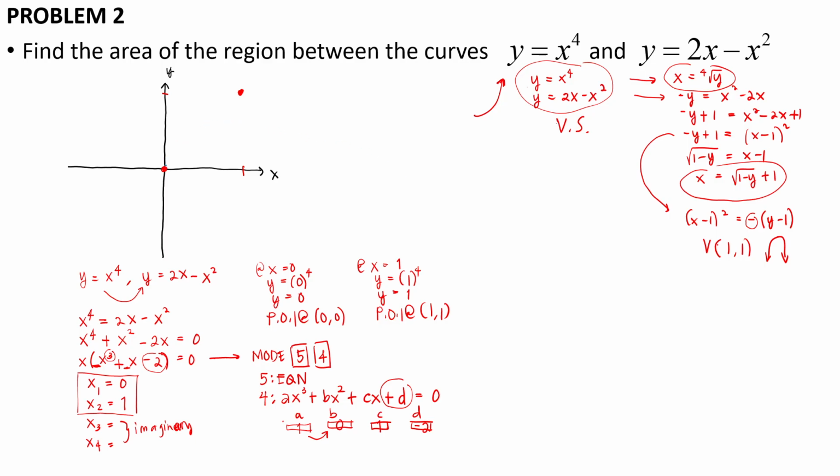Okay, so let's start with y equals x to the power 4. So this is your y equals x to the power of 4. Then the green graph, since this one is going downwards, it's a parabola. So this one is y equals 2x minus x squared. Okay, so the region bounded by your equations is this one. So we need to solve this region here.